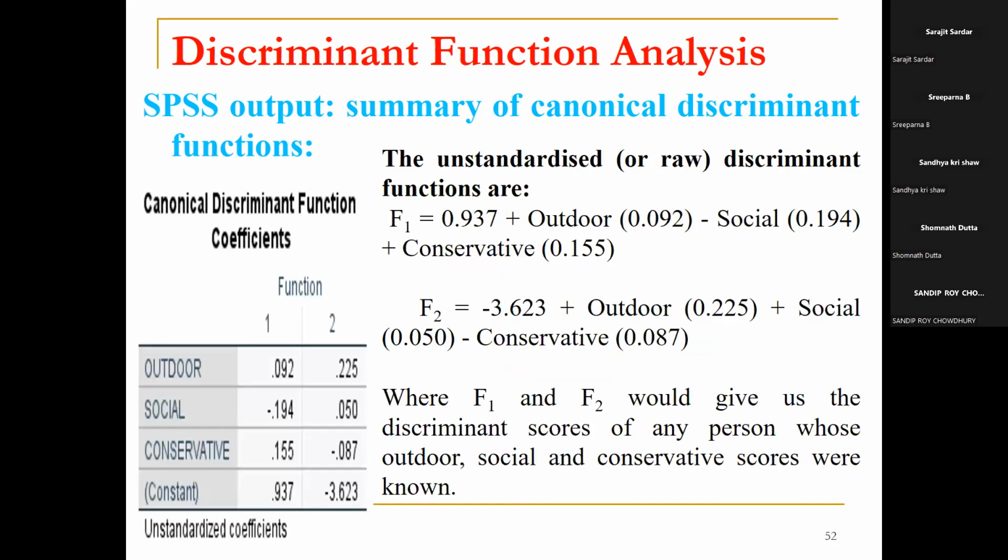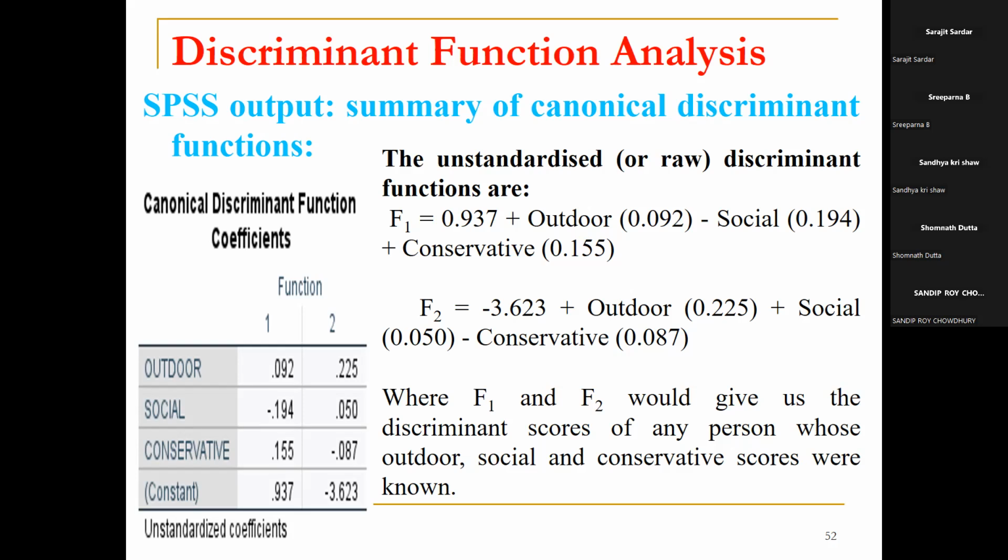So based on that, we have created two equations. The first equation has the first function, where 0.097 is the constant, plus outdoor score plus social score, like this. Then the second function. So these two functions are used to determine the output of a new set of variables.